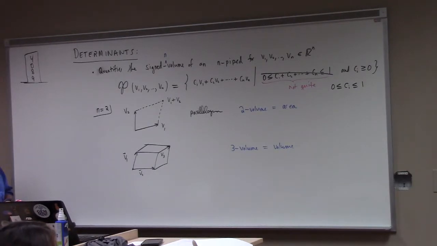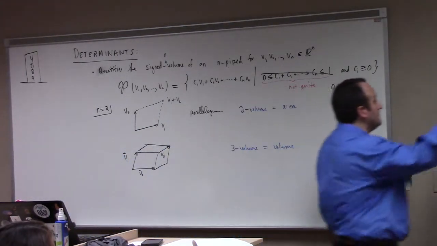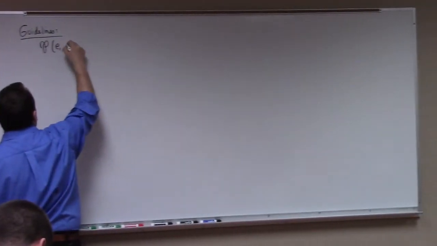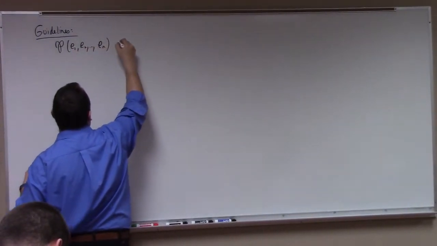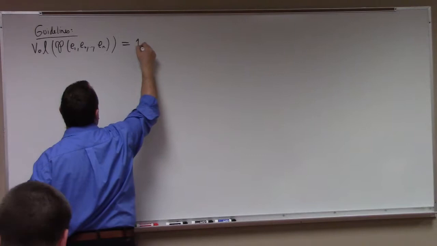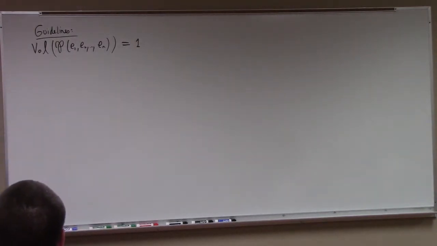Okay, so the question then is, how do we define some sort of function which calculates the signed volume of an n-piped? So what are some guidelines? Well, one guideline I would think would be: if we look at the parallel n-piped built from E1, E2, all the way out through En, the volume of that surely should be 1, right? Like if you think about the unit square, what's the area of the unit square?